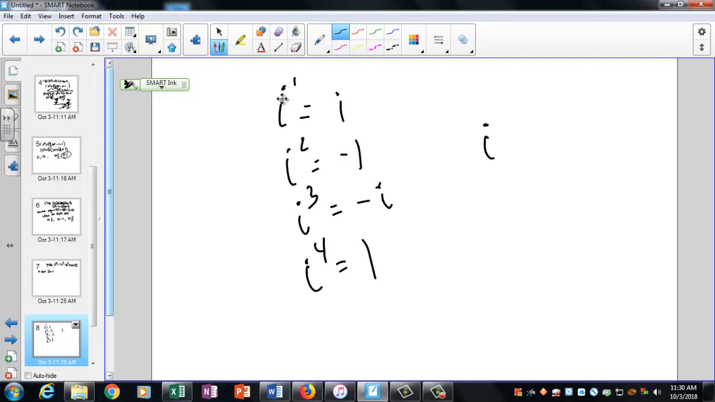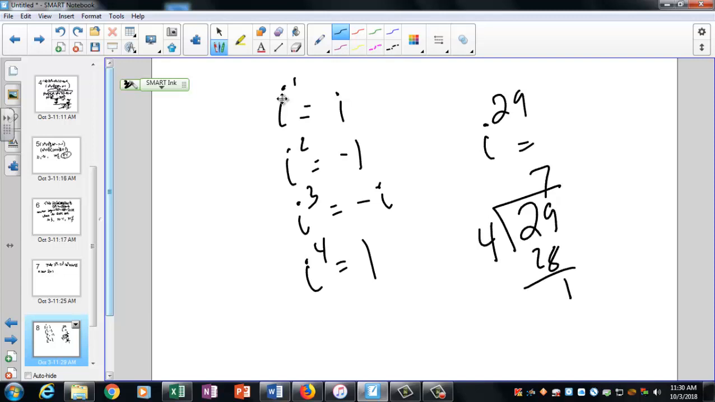1. Reminding you that if we had i to the 29th, the way we would simplify that is 29 divided by 4, 7, remainder is 1, and this is the number we look at. If the remainder is 1, it's i. Remainder of 2, it's negative 1. Remainder of 3, it's negative i. If the remainder were 0, that's the same thing as 4. Okay? Obviously, i to the 0 power is 1, because anything raised to the 0 power is 1. Okay? So that's the i stuff.